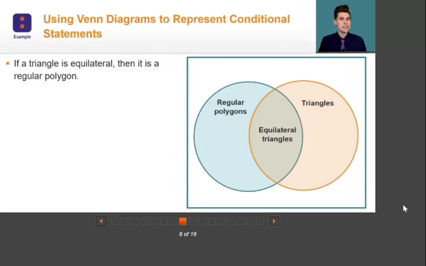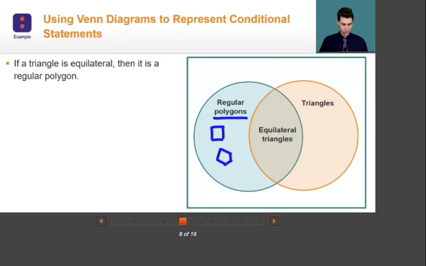We can represent conditional statements using Venn diagrams or create conditional statements based on diagrams. Let's take a look at this example. If a triangle is equilateral, then it is a regular polygon. Here's a Venn diagram that represents that conditional statement. So we have a circle here that represents the set of regular polygons, which have all congruent angles and all congruent sides. Some examples might be a square or a regular pentagon.